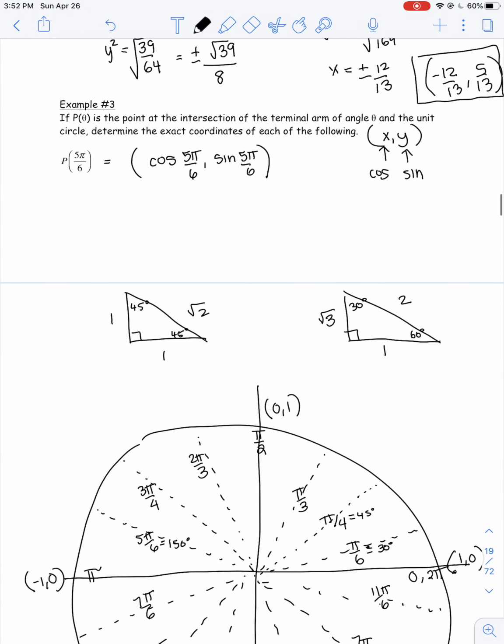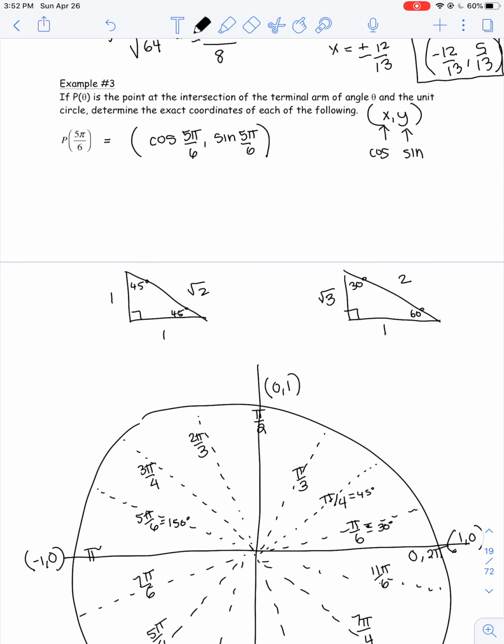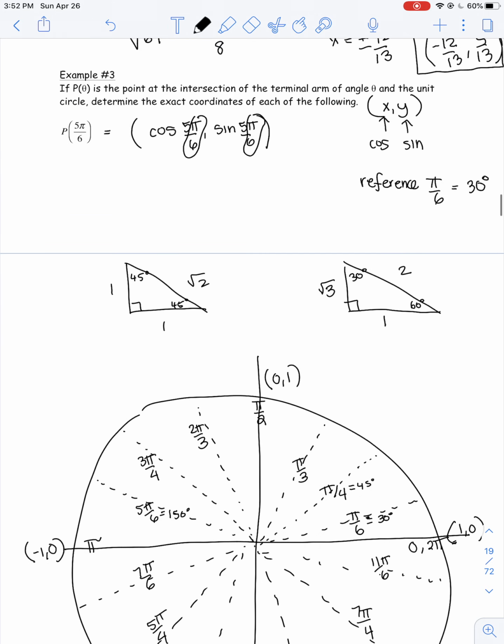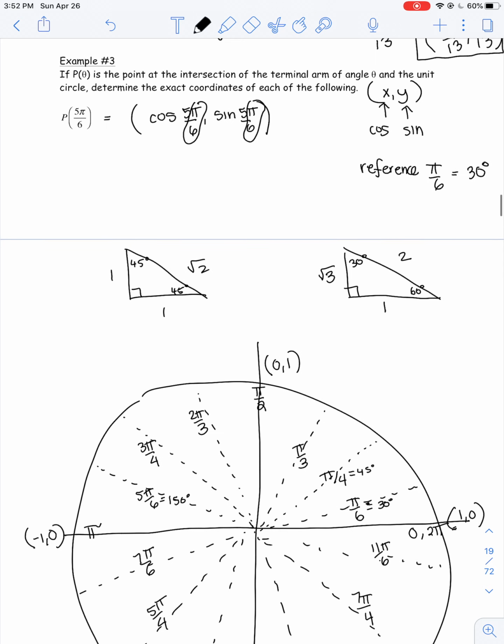So what we want to do is figure out all these different values. And what I'm going to do is I'm going to find out that 5 pi over 6, if you look at this value right here, that kind of tells you what the reference angle is. The reference angle is pi over 6. And what you want to remember about pi over 6 is that pi over 6 is equal to 30 degrees. Okay, so that means this right here, pi over 6. So if it's 30 degrees, we're going to look from this special triangle right here.